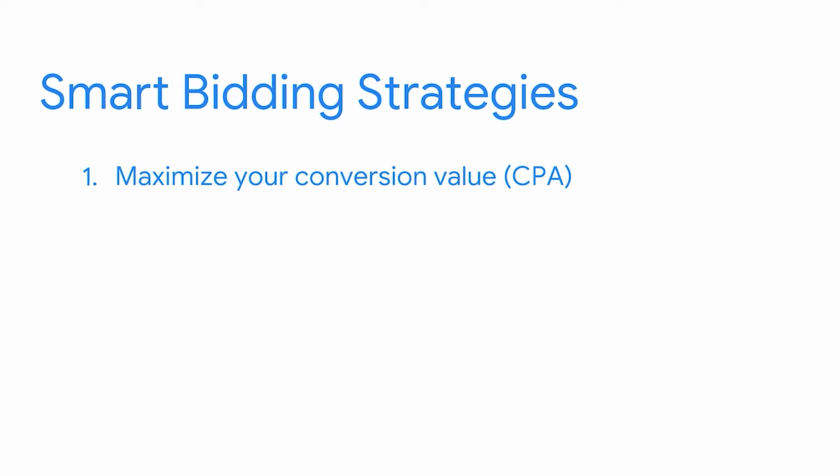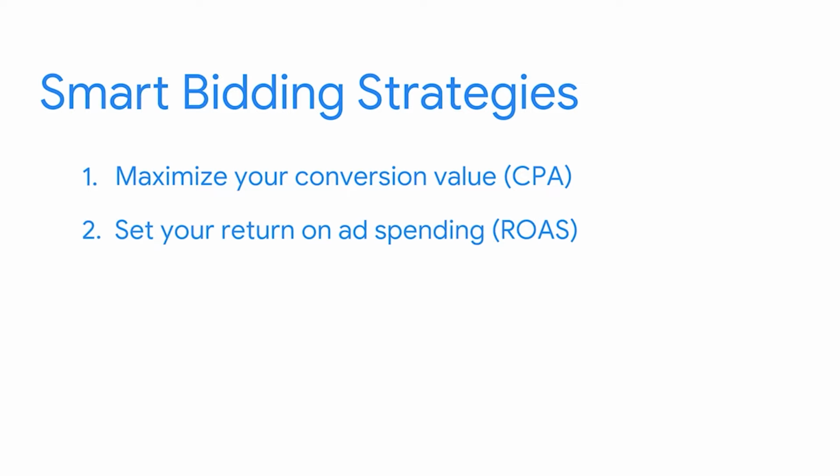The second smart bidding strategy for shopping campaigns is to set your return on ad spend, also called ROAS. It means that Google will optimize your bids based on your daily budget to meet the target that you set. With ROAS targeting, if Google Ads determines that a user search is likely to generate a conversion with high value, target ROAS will bid high on that search. If it determines that the search isn't likely to generate a high value conversion, it'll bid low.